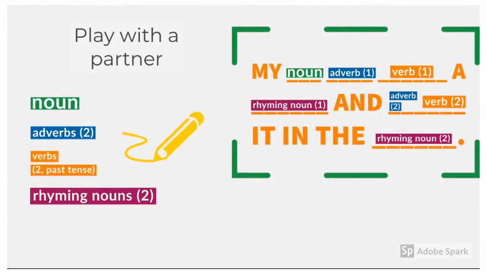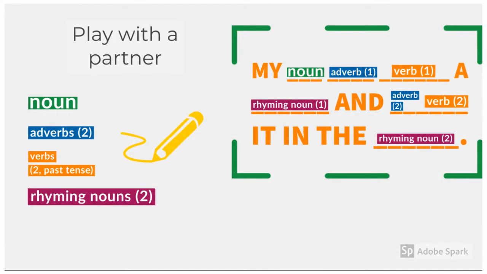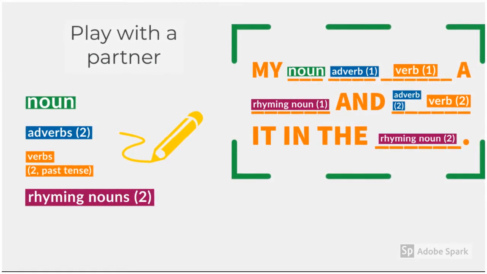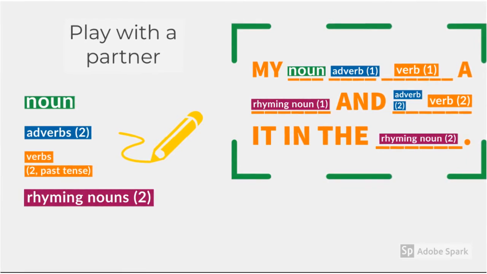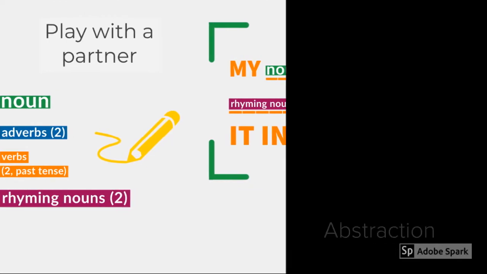A possible next step is to invite a partner to play with you. You could ask them for the kinds of words you're looking for, like a noun, two adverbs, two verbs in the past tense, and two rhyming nouns, and then you could use the information they give you to fill out the poem. The big reveal of the final poem is always a really fun surprise.